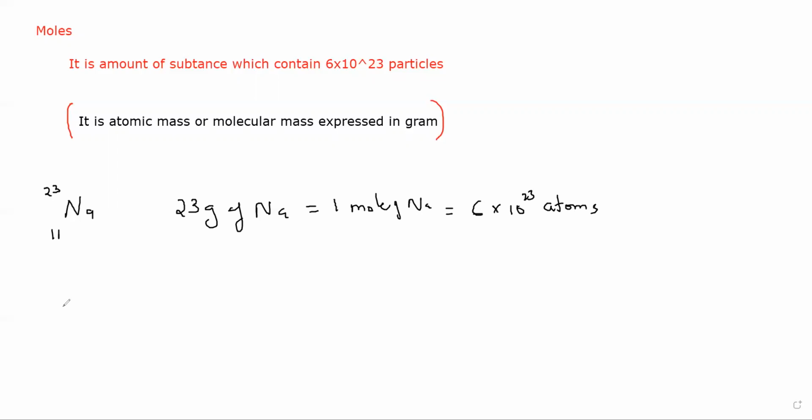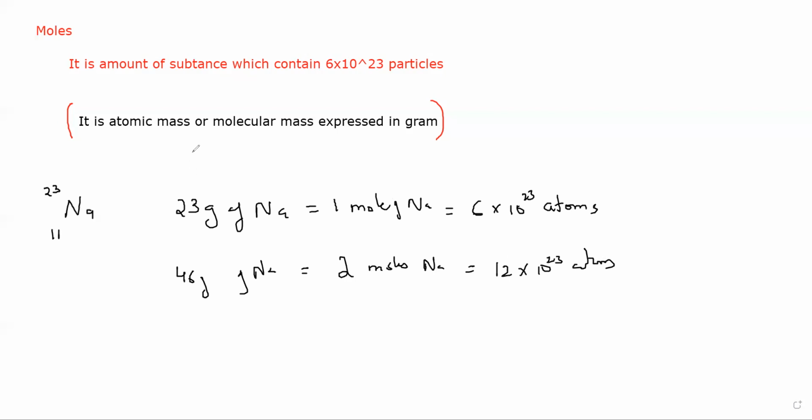Same way, if 23 grams is 1 mole, if I write 46 grams of sodium, then how many moles will be there? 2 moles will be there. And the number of particles will be twice, like 1 mole contains 6 exponent 23. So 2 moles contain 12 exponent 23 atoms.